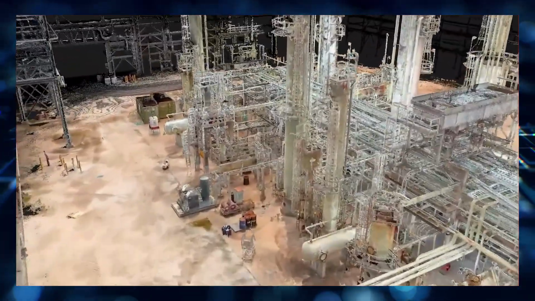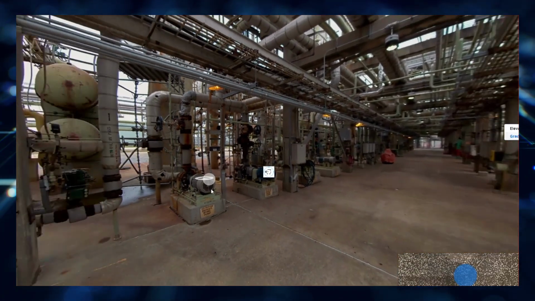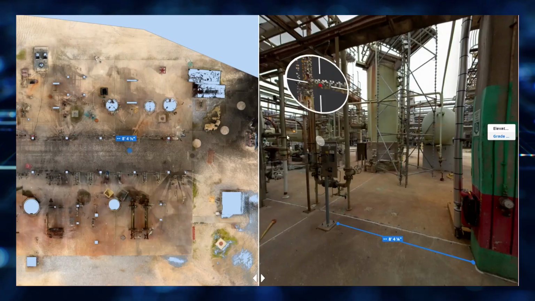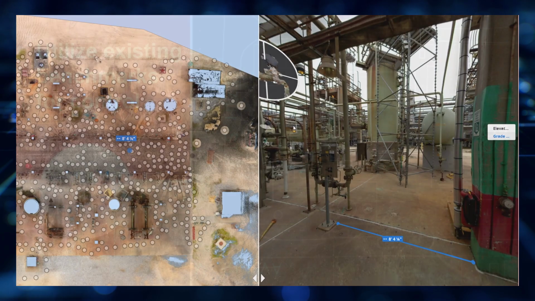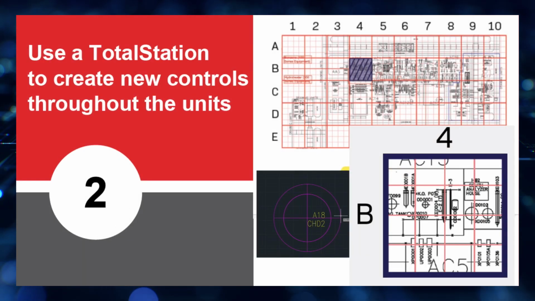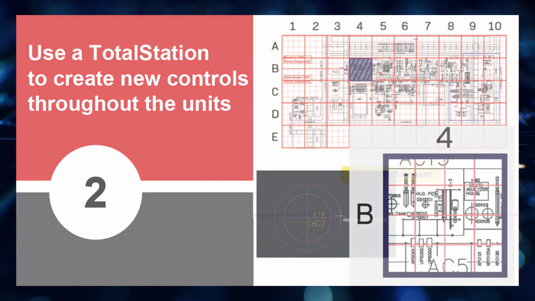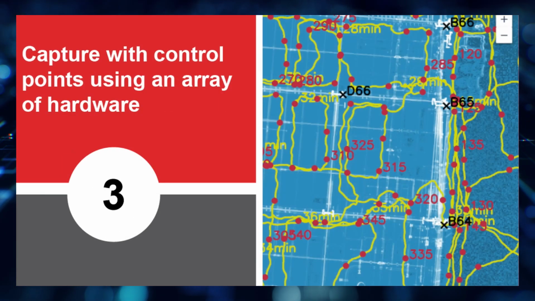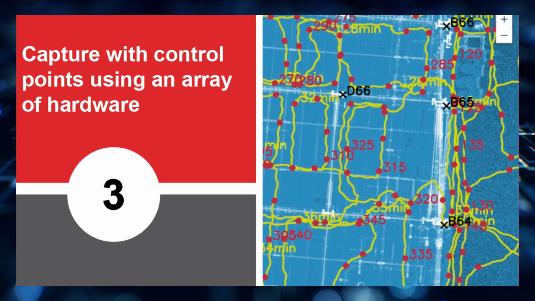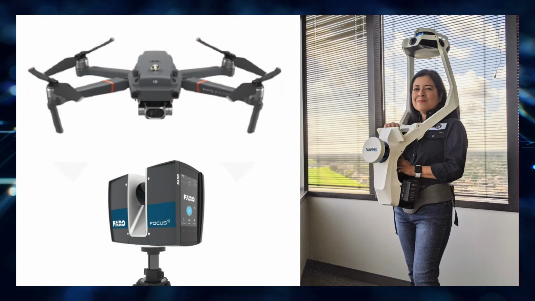With one of the largest reality capture fleets in the country and highly experienced scanning professionals, Ironhive is leading innovation in this field. The Ironhive process first uses existing benchmarks for control, then utilizes a total station to create new controls throughout the units. Digital data points are created throughout the facility using our array of cutting-edge reality capture scanners.